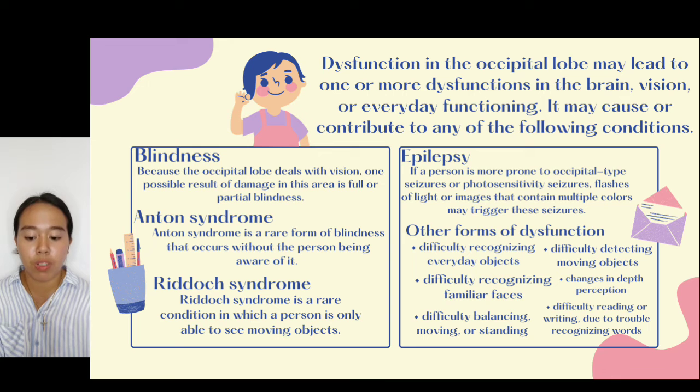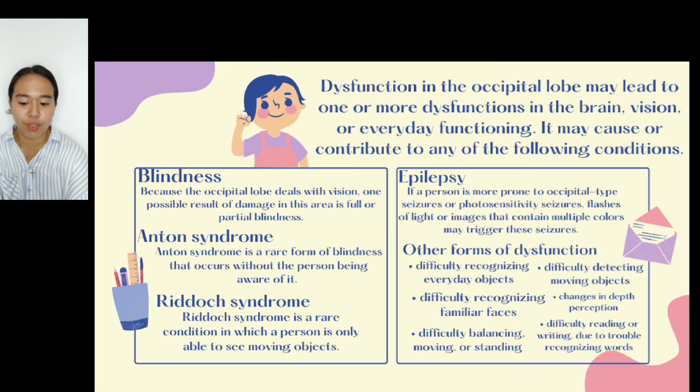Second is Anton syndrome. Anton syndrome is a rare form of blindness that occurs without the person being aware of it. The patient loses their sight but doesn't believe that they are blind. Next is Riddoch syndrome. It is a rare condition in which a person is only able to see moving objects. It is caused by a dysfunction of the right primary visual and visual association cortices, representing a functional imbalance within a disturbed visual cortex.